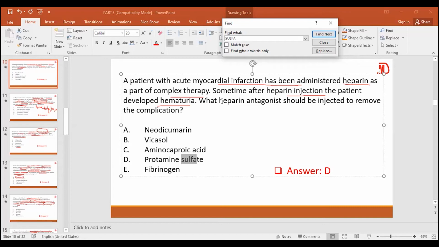Oh, so it wasn't about the hematuria, just to antagonize the heparin. Yes. The question is not what coagulant should be given. The question is, what heparin antagonist should be injected to remove the complication? Good. All right.